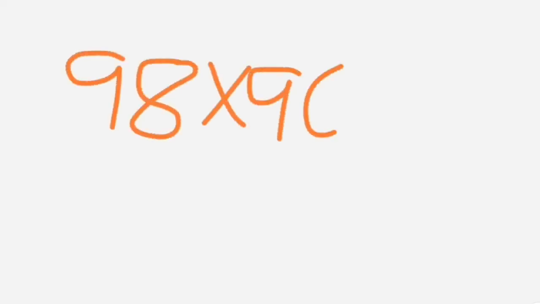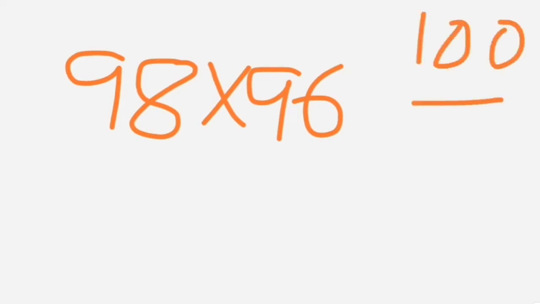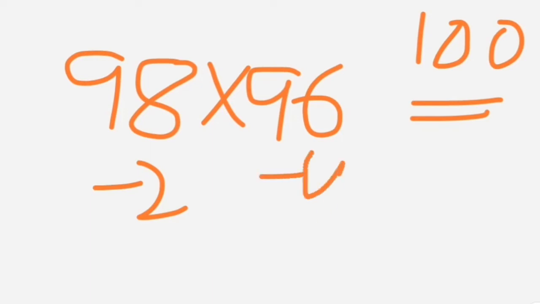Take an example like this, 98 into 96. How to multiply these numbers? We are calculating with respect to 100, so treat 100 as the base. 98 is how much less than 100? 2 less. 96 is how much less than 100? 4 less.